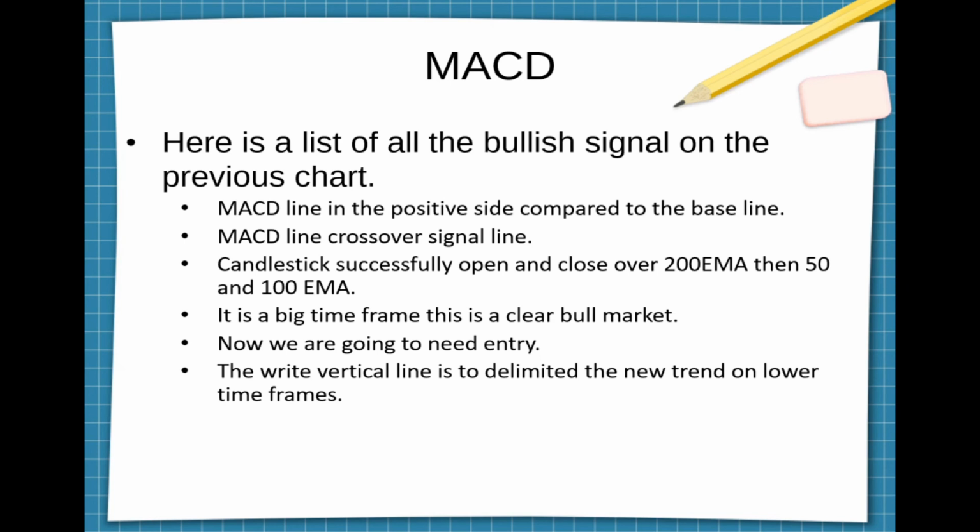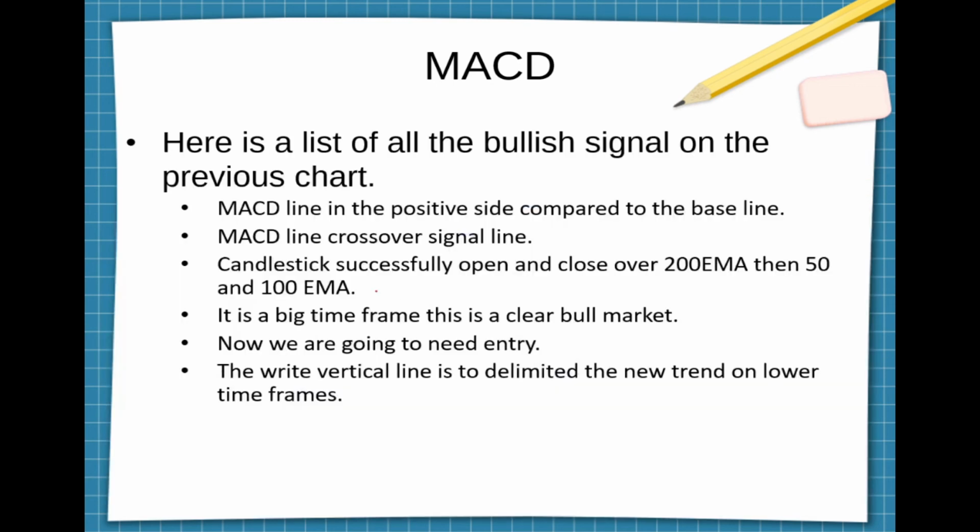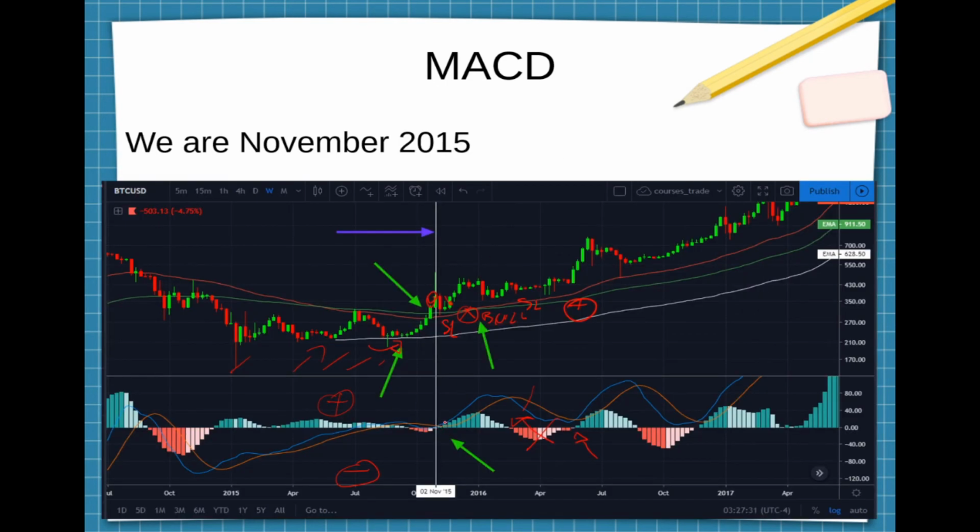That was November 2016. Here's a list of all the bullish signals on the previous chart. The MACD line is on the positive side compared to the baseline. As you can see, we move from the negative side of the MACD line to the positive side. That's the negative side of the histogram, and that's the positive side of the histogram. These are accumulations of bullish signals. You have the MACD line crossover of the signal line. This one right there, the MACD line crossover.